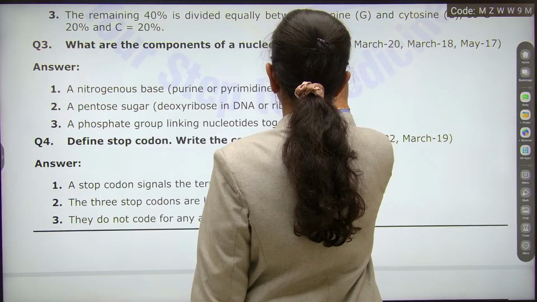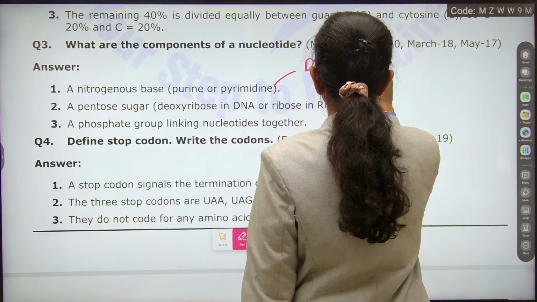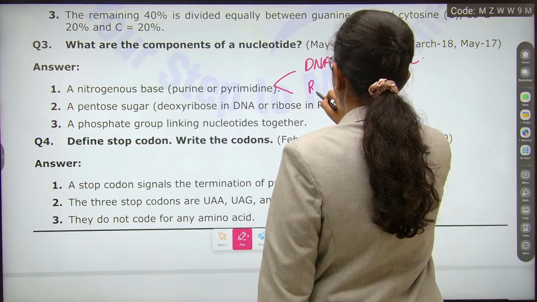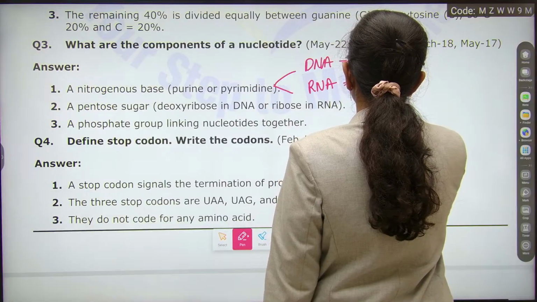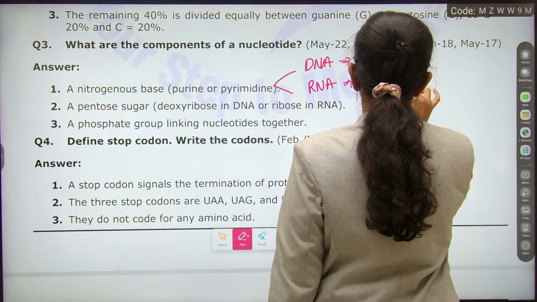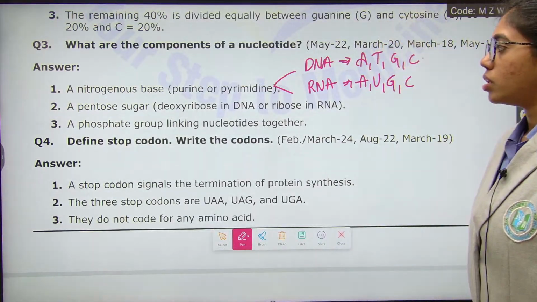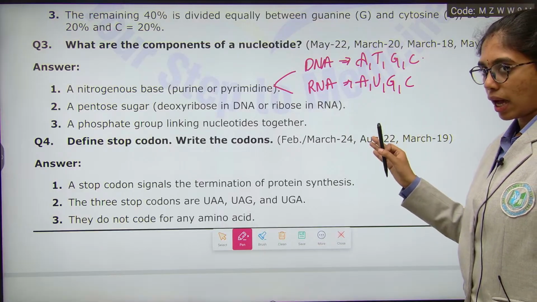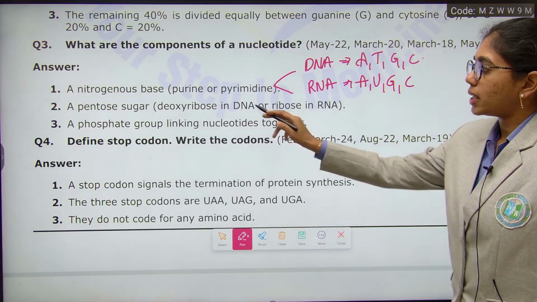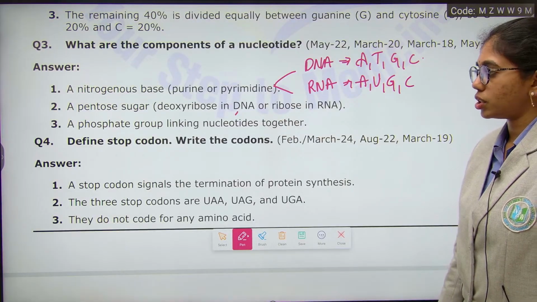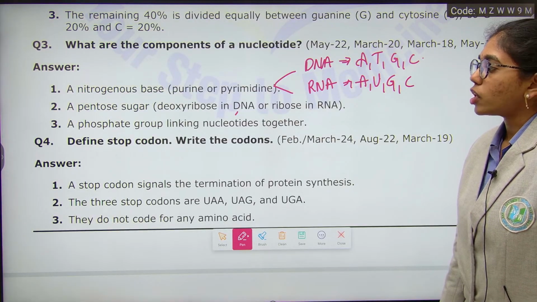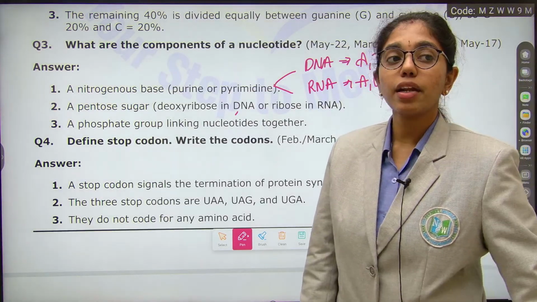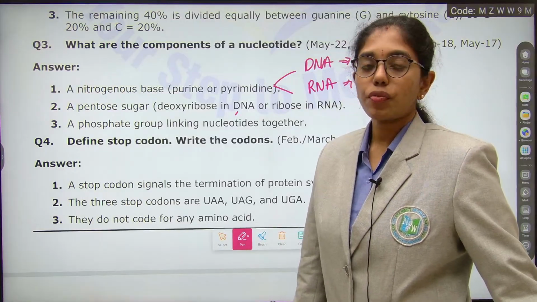If it is DNA, deoxyribonucleic acid, then the nitrogen bases can be adenine, thymine, guanine, cytosine. If it is RNA, then it can be adenine, uracil, guanine and cytosine. Then there is a pentose sugar, which is a 5-carbon compound. It can be ribose in RNA and deoxyribose in DNA, where at the second carbon there will not be an oxygen group, a free OH group. A phosphate group will link the nucleotides together, where the phosphate group is bound at the 5th carbon of the sugar.